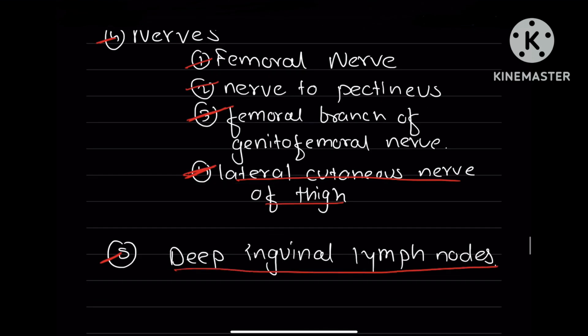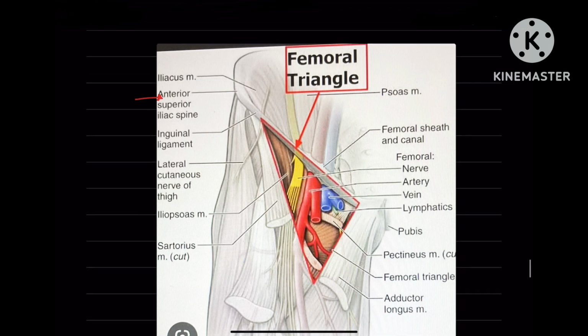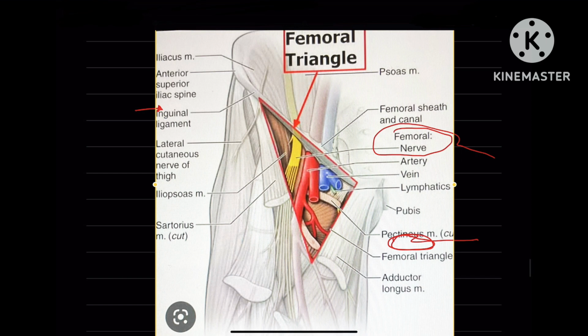Deep inguinal lymph nodes. This is the image describing the femoral triangle. Firstly, this is the anterior superior iliac spine, then the pubic tubercle, this is the pubis. This is the femoral sheath, femoral canal. In this image we can see the artery, nerve, and vein, that is the femoral artery, femoral nerve, and femoral vein.